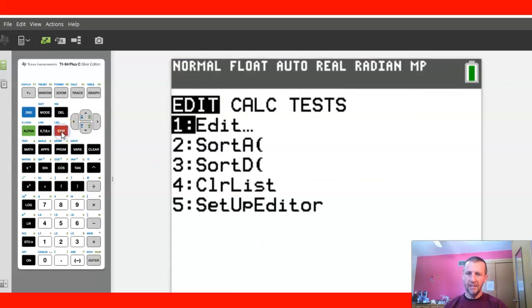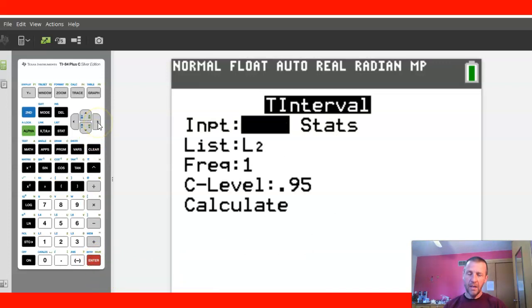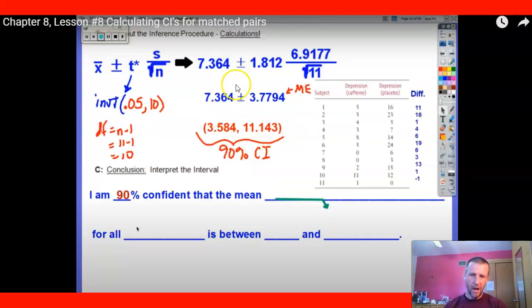So I'm going to go to Stat, scoot over to Tests. What I'm trying to make here is a T interval. It's an interval based on the T distribution with one sample. And I'm going to tell my calculator the data is in list 3. I want a confidence level of 90%, 0.9. Click Calculate, and it says, oh, do you mean this? The mean was 7.4. The standard deviation was 6.92, like he said. Here's the interval. This is the same interval that he got by doing the calculations.